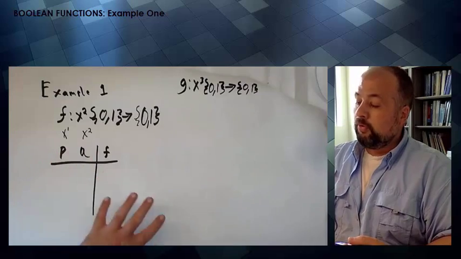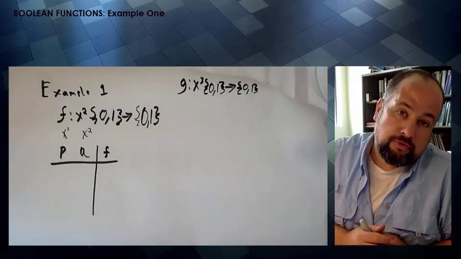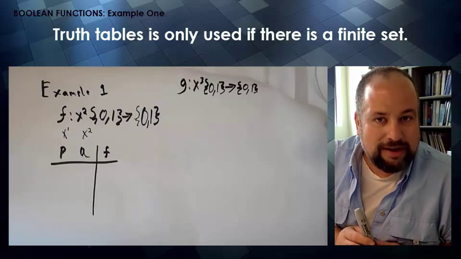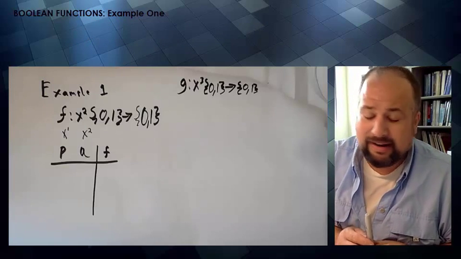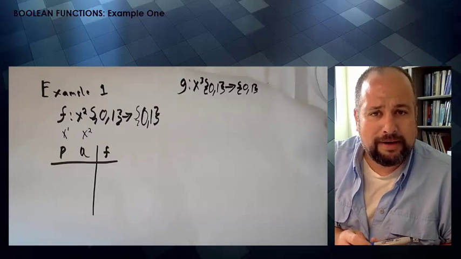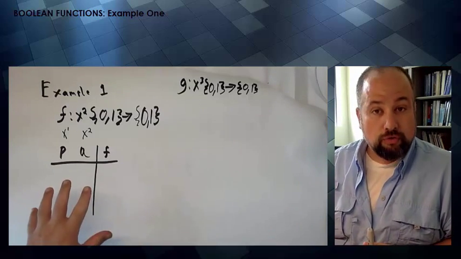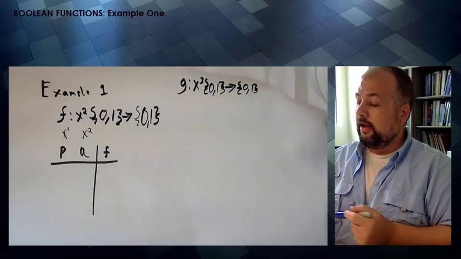The key thing is, this truth table only works if there's a finite set. I think in the last video I said that all sets have to be finite. That's not true. I don't know why I said that. I'm an idiot. But if you do have a finite set, you can do a truth table, right?